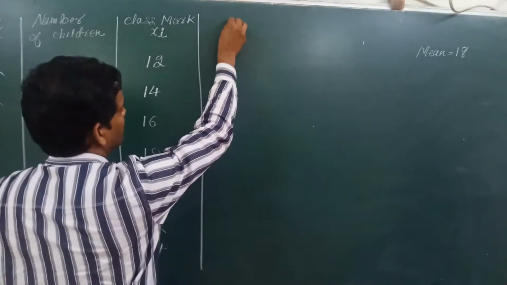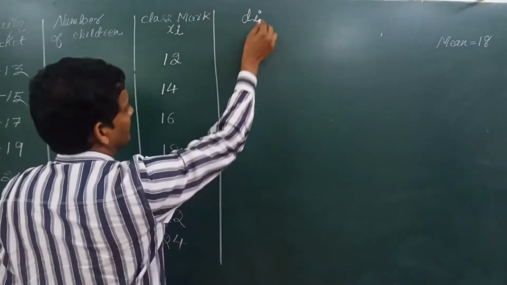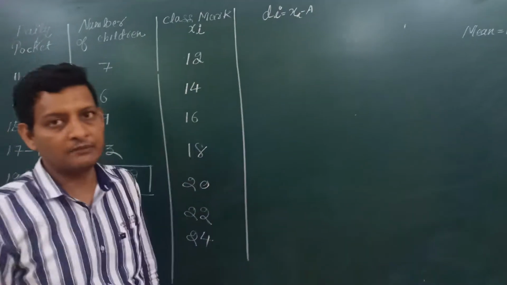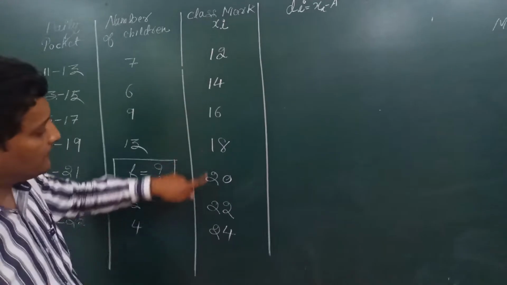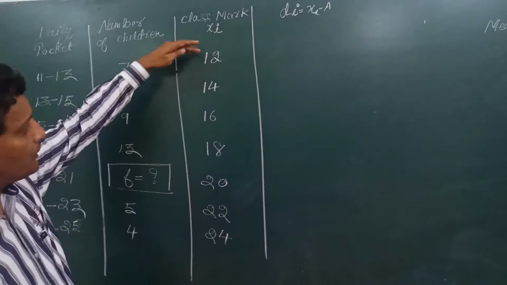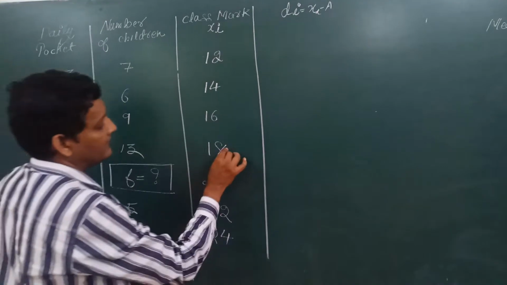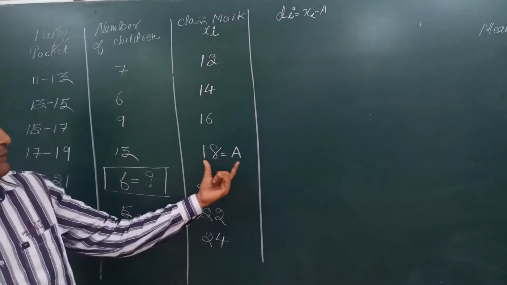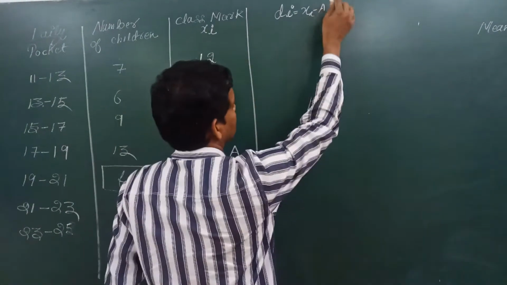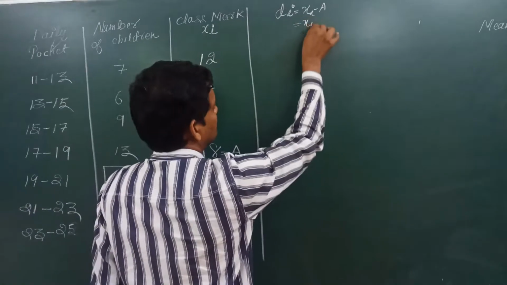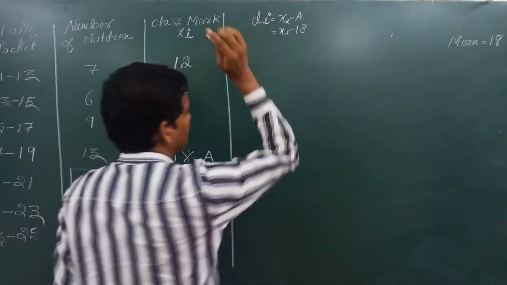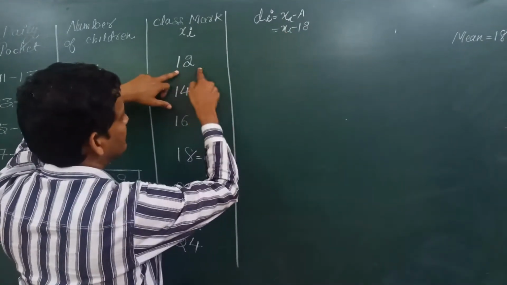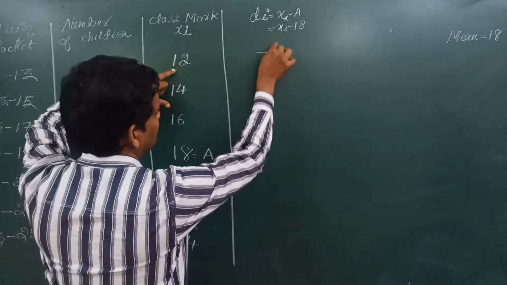Next we have to find what is di, and the formula of di, as I told you, that is xi minus a, and a is the middle value over here. So from 12 to 24 I can take 18 as the mid value. So this 18 we take as capital A. So this is xi minus a, that is xi minus 18. Is it clear? So now subtract. Xi is 12 in this case. So 12 minus 18 is minus 6.